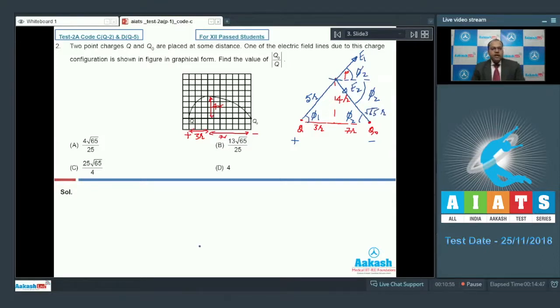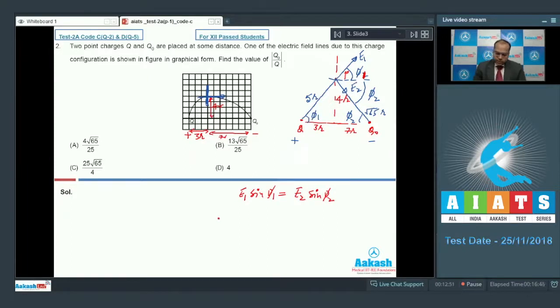Now if we see the graphical representation of the electric lines of force, then at this point the electric lines of force is horizontal. It means the net electric field intensity is in this direction. So the component of the electric field in vertical direction must be equal to 0. So on equating E1 sin phi 1, so this angle is phi 1, then this angle is also phi 1. So E1 sin phi 1 is equal to E2 sin phi 2.